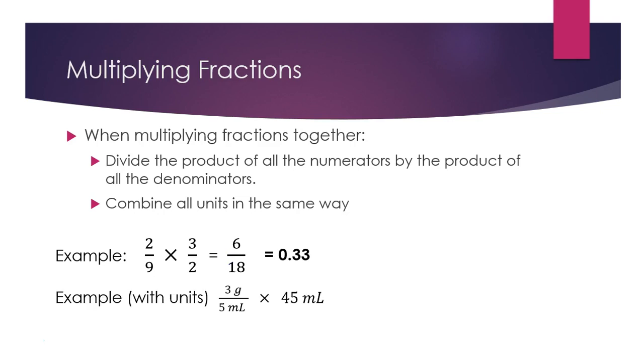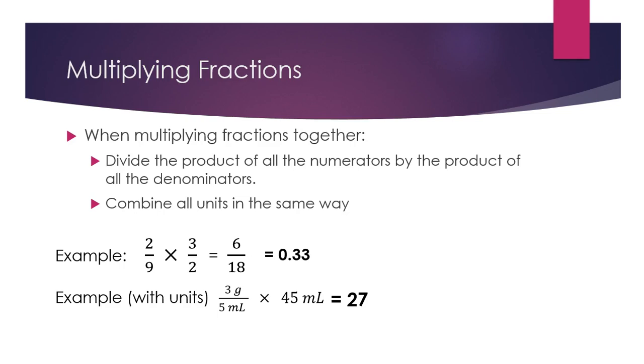Now here's an example using units. We have 3 grams divided by 5 milliliters times 45 milliliters. Now, we don't really think of 45 as being a fraction, but any number is really a fraction. We just don't see the denominator. We could say that 45 divided by 1 is 45. So any number will be part of a fraction that will have 1 as the denominator, assuming that it's not something else. So to solve this problem, we'll multiply 3 by 45 to get our new numerator, and 5 will still be our denominator. So 3 times 45 divided by 5 is 27.